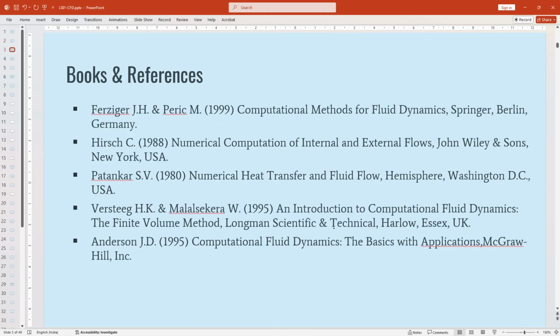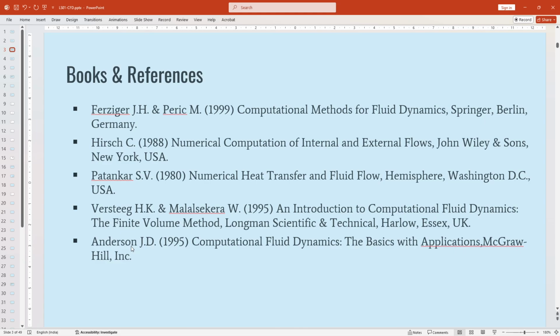Moving on to the books and references, the course conductor, that is our faculty, and the team itself have given these on the web page. These are a few books. The first one is Computational Fluid Mechanics by Ferziger and Peric, and then Hirsch, Patankar, Versteeg, and Anderson.